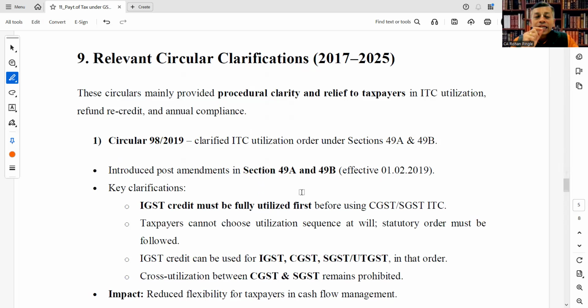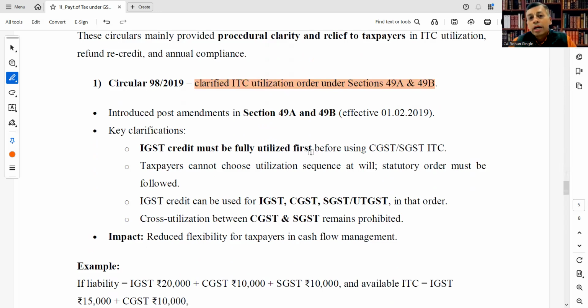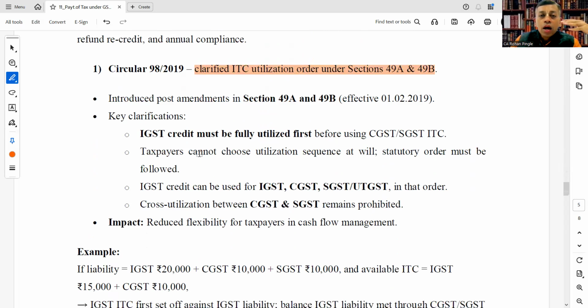Let's see circular number 98 issued in 2019, which clarified ITC utilization and order under section 49A and 49B. It was introduced post amendments in section 49A and 49B effective 1st February 2019. Key clarifications: IGST credit must be fully utilized first before using CGST and SGST ITC. From that date this needs to be followed. This pattern of utilizing the credit will be followed.